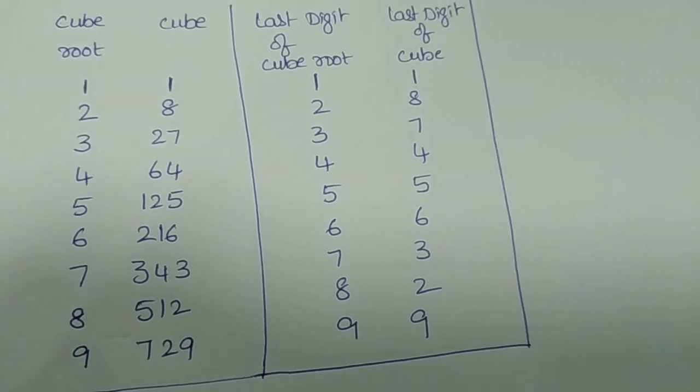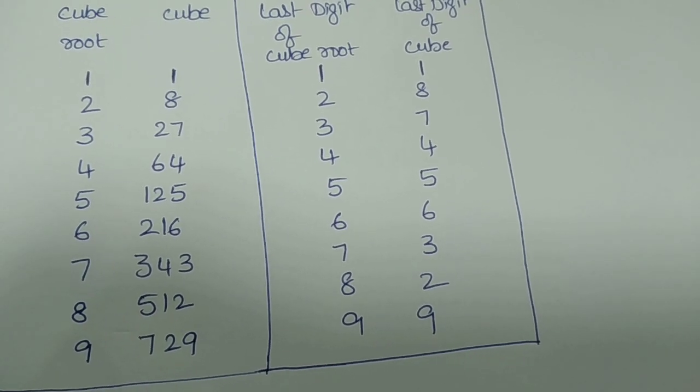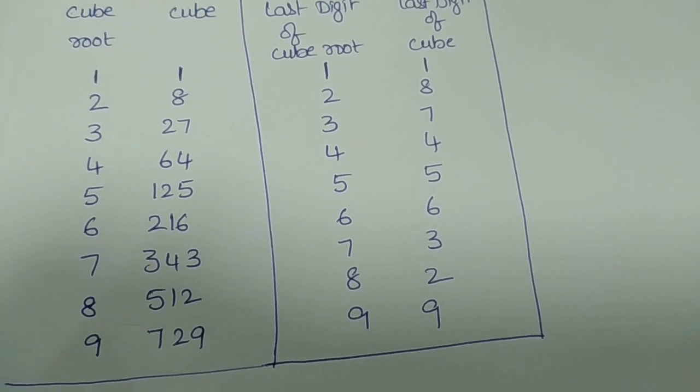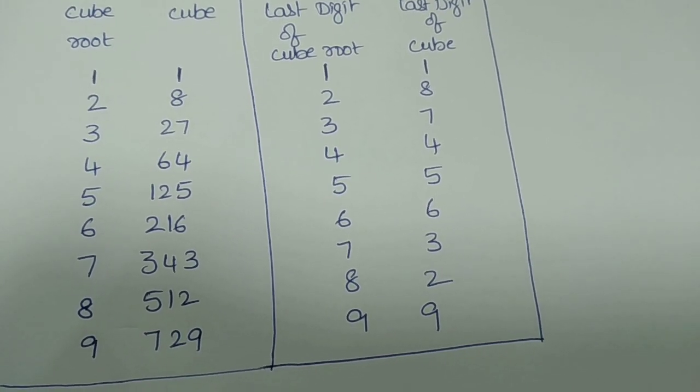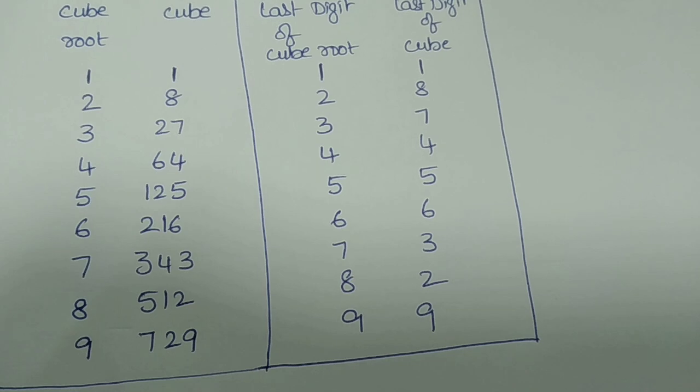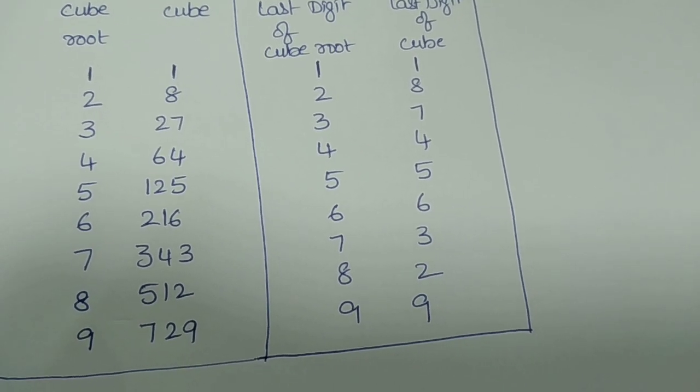From these, we come to know that if the cube is 1, the cube root is 1. If the cube is 8, the cube root is 2. And if the cube is 27, the cube root is 3. And likewise, we all know these values.